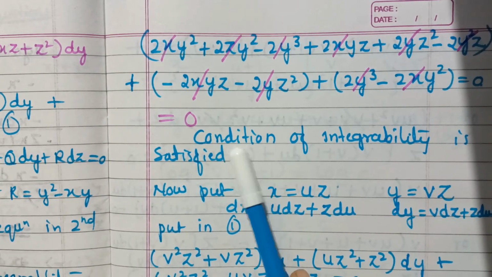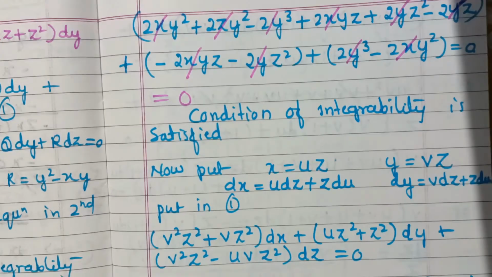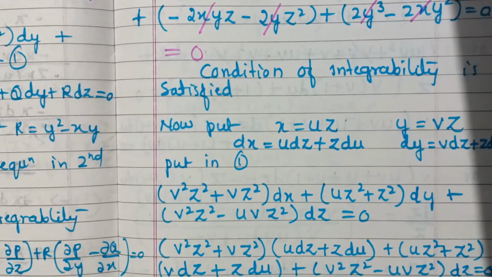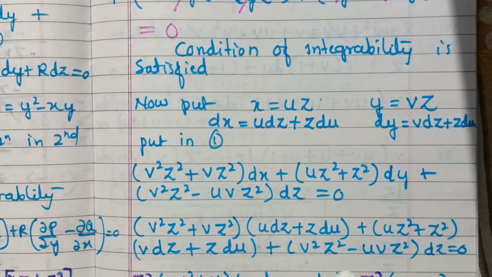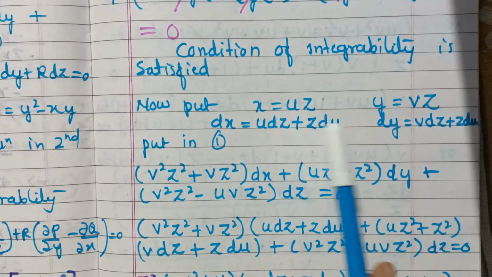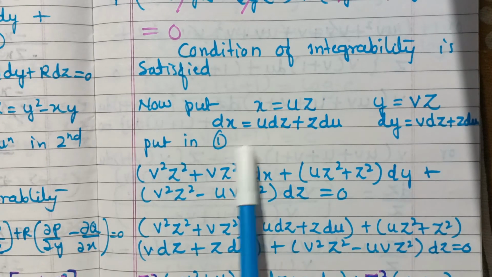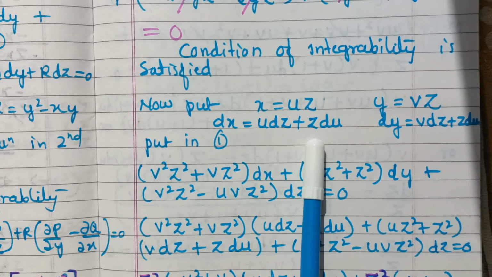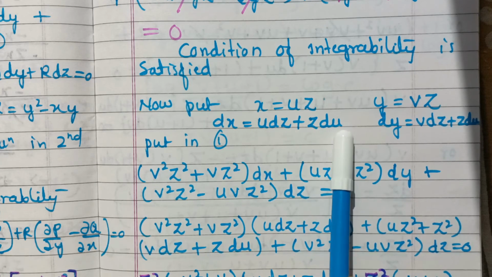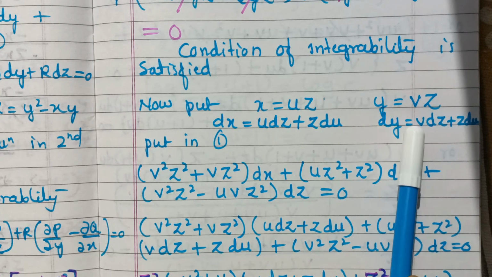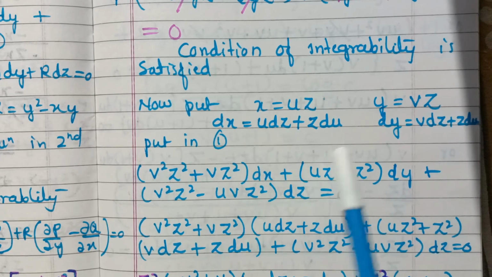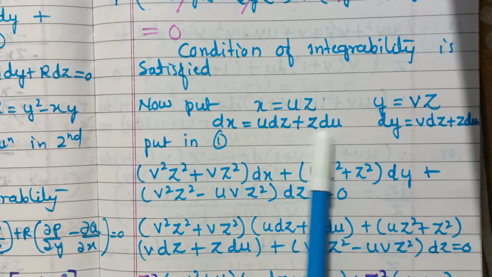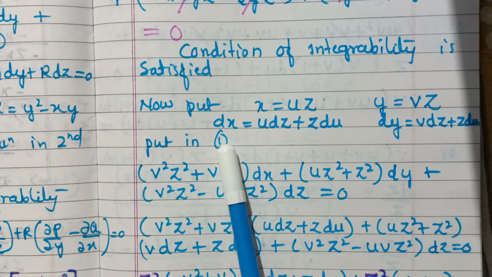Okay. After satisfying the condition of integrability, what we have to do now, because it is a homogeneous equation, is put x equals uz and y equals vz. Differentiate this: dx is, applying the product rule, u dz plus z du. Again for this, dy is equal to v dz plus z dv, applying the product rule between these two terms. After that, put these values in the given equation, that is equation 1.